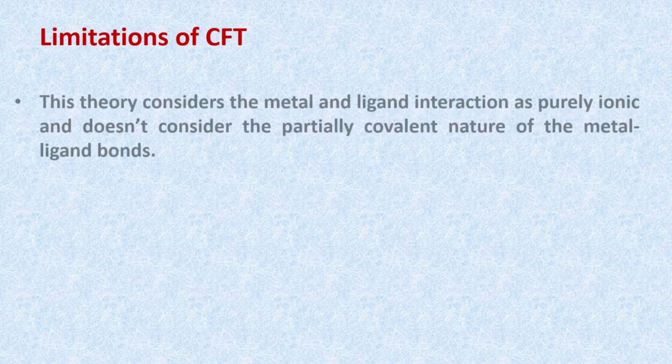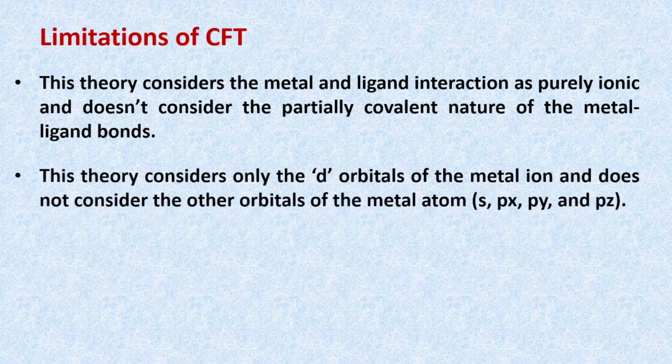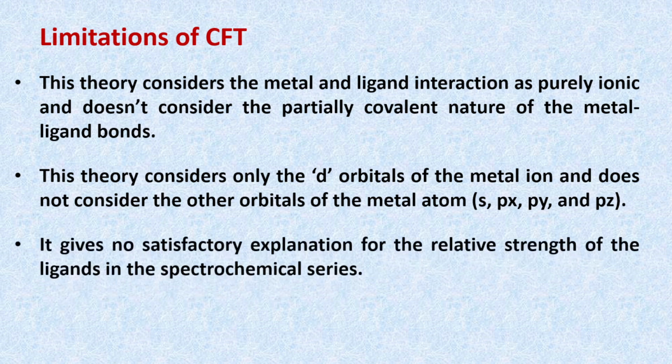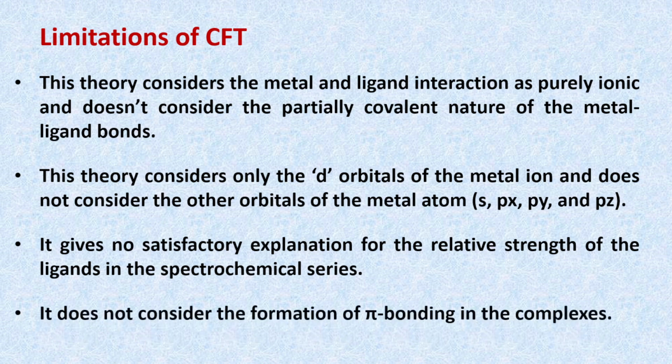There are some limitations of CFT. CFT considered that the metal and ligand interaction is purely ionic. However, likewise in an ionic compound or salt, a partial covalent nature of the metal ligand bond is always associated and exists. CFT considers only the d orbitals of the metal and does not consider the other orbitals of the metal atom present in the valence shell like s, px, py and pz. It gives no satisfactory explanation for the relative strength of the ligands in the spectrochemical series. It does not consider the formation of pi bonding in the complexes.